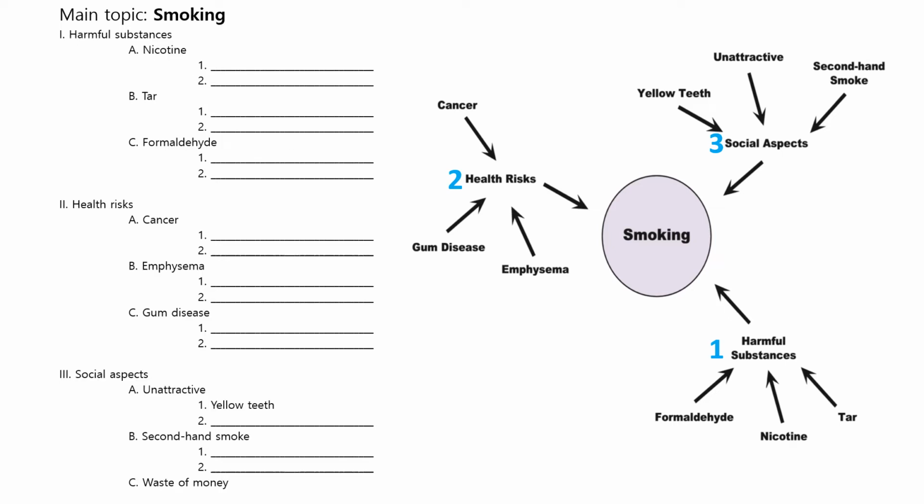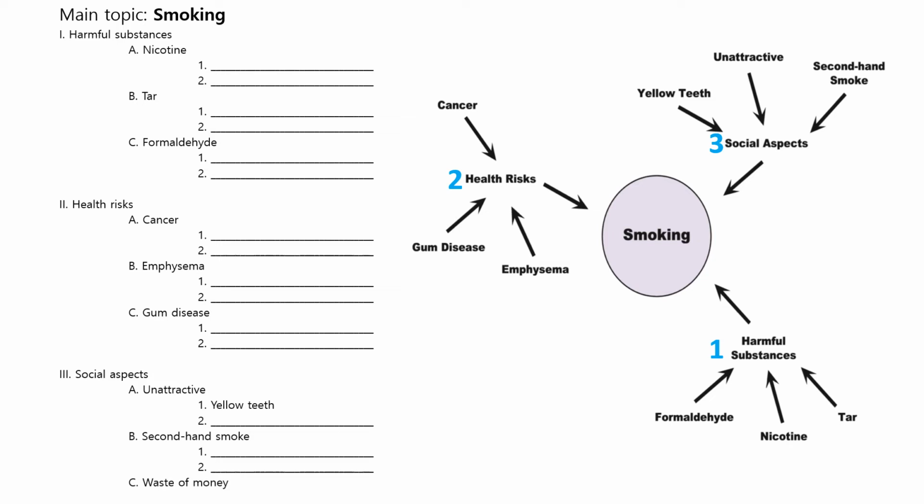After I made my mind map and decided what order I want to present my information, now I can transfer that information from my mind map to an outline format. So if we just look at the first one, harmful substances, we have nicotine, tar, and formaldehyde. Now even here, even with my A, B, and C for nicotine, tar, and formaldehyde, I thought about what order I want to present this information and why.